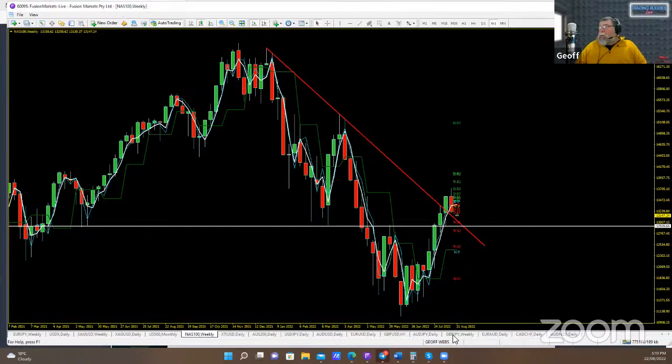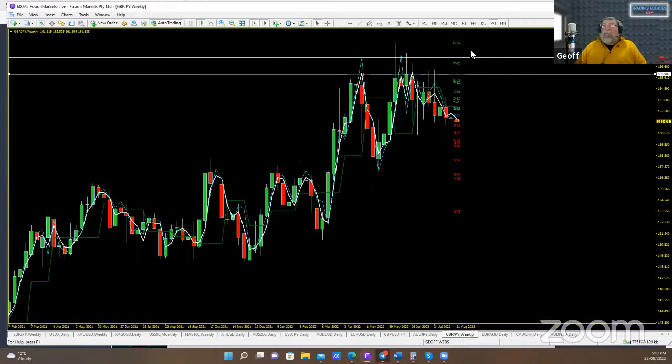We were long pound yen last week on the weekly chart. Well, we didn't actually get long. That was our weekly trade above this bar, stop loss below, and it did not trigger, and I've no longer got interest in that at the moment, given that nobody else has by the look of it. So we'll just leave that one alone.